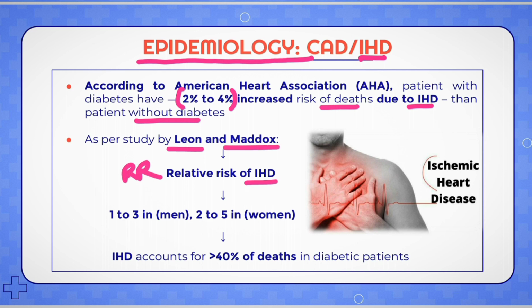As per one of the studies conducted by Lyon and Maddox, the relative risk of ischemic heart disease was found to be 1 to 3 in men and 2 to 5 in women. It means the relative risk of ischemic heart disease was a little higher in women as compared to men, and this ischemic heart disease accounts for more than 40% of deaths in any patient with diabetes.